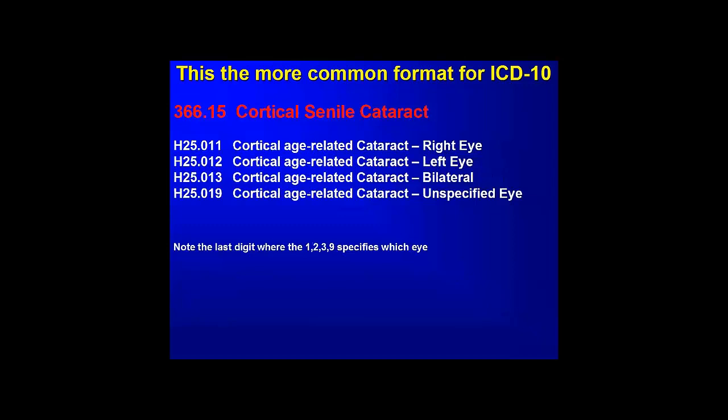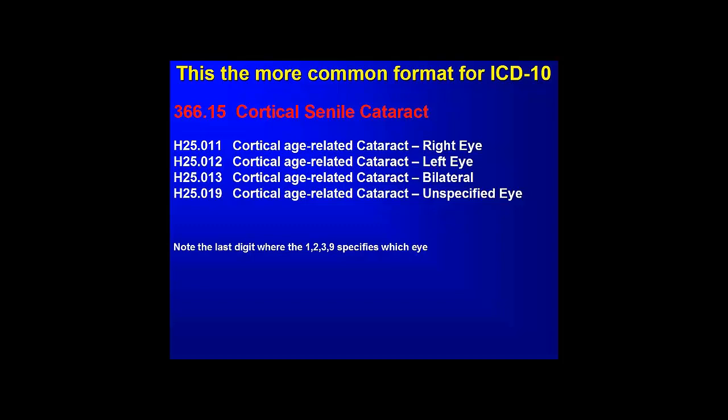Here's a more typical one. Here I have CSC as my diagnosis code. H25.01 is cortical senile cataract, or cortical age-related cataract now. And then the 1, 2, 3, and 9: it's right eye, left eye, bilateral, and unspecified.